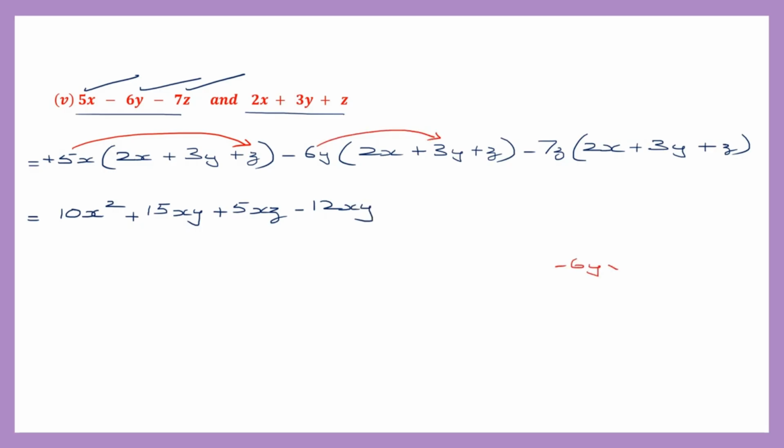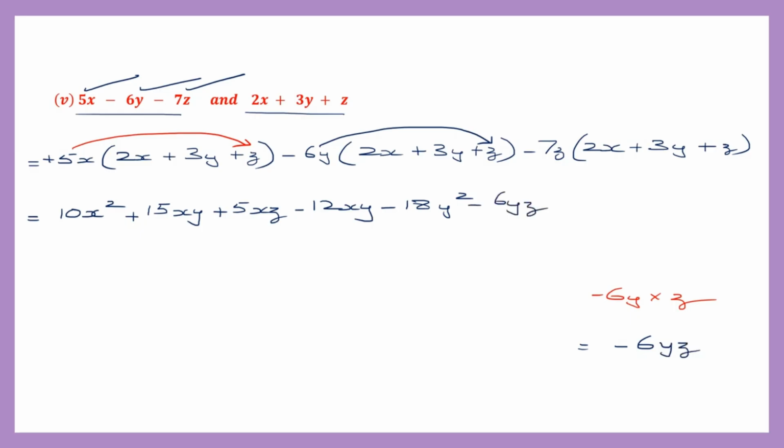Now minus 6y into 3y. So here the sign is plus. So minus into plus is minus. Numbers 6 3's are 18. y into y is y square. So we have minus 18y square. Now we do minus 6y into z. The sign is minus, number is 6, yz is yz itself. So that is minus 6yz.